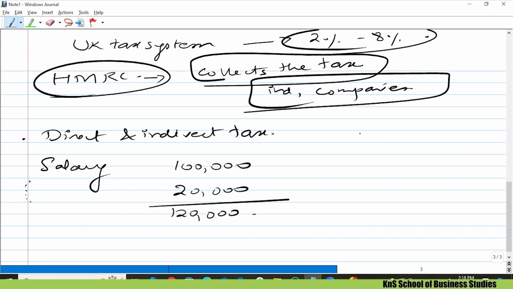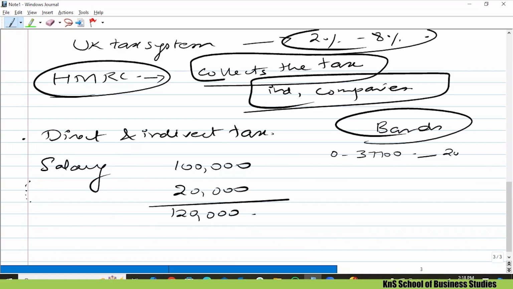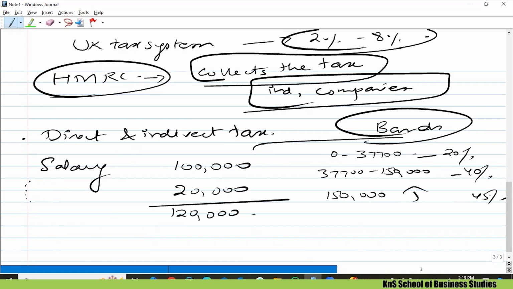Okay. Always remember that there are bands in this subject, and the bands will also be given to you in your exam. So no need to learn anything, learn how to apply it. Right now I'm giving a very rough figure: up to 37,700, let's suppose it's 20%. Afterwards, 37,700 till 150,000, it's 40%. And if I'm earning more than 150,000, that is 45%. It's just a rough figure, which I'm using over here to make you understand.